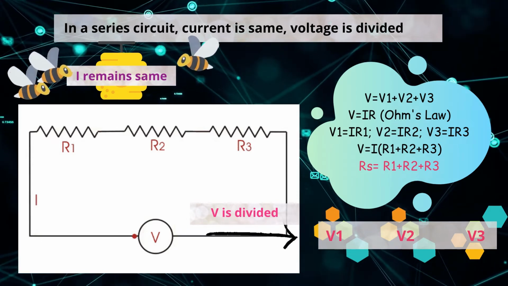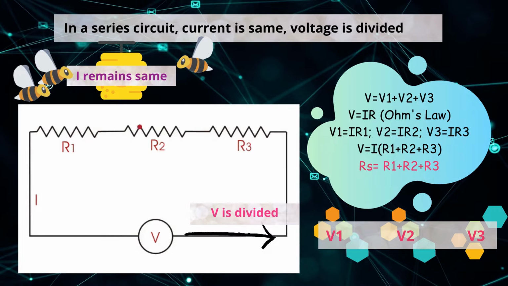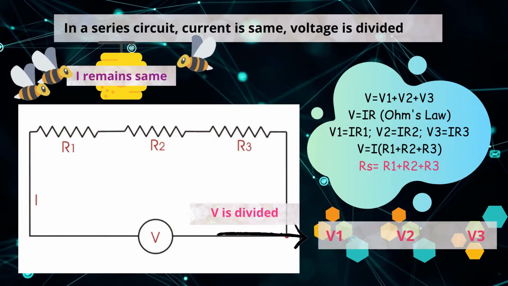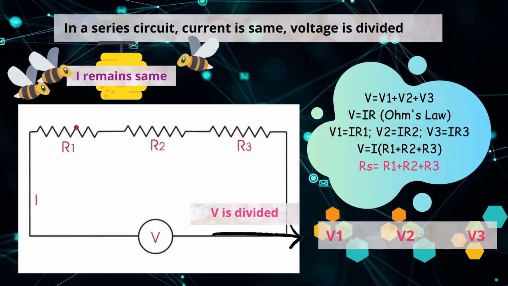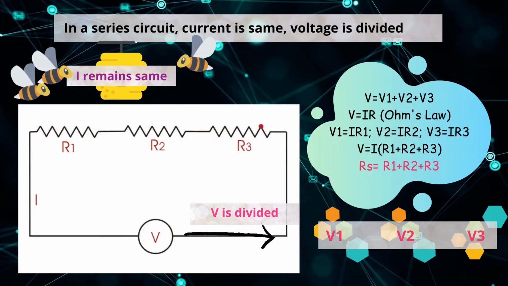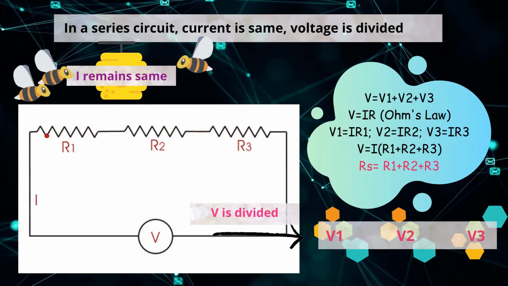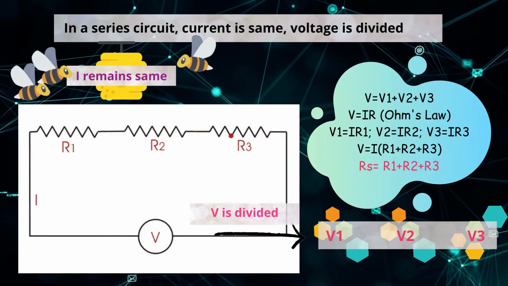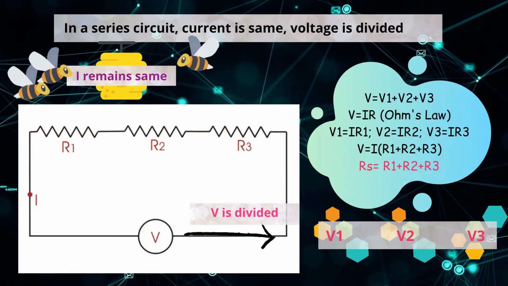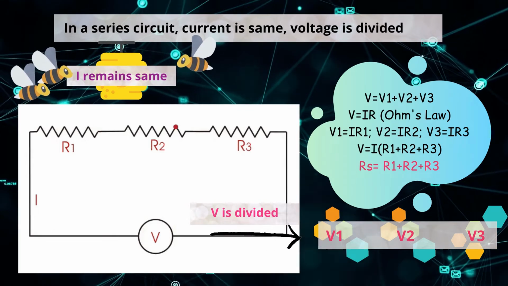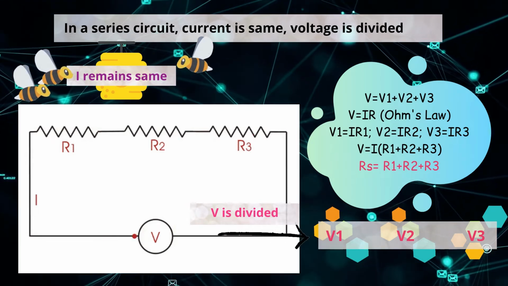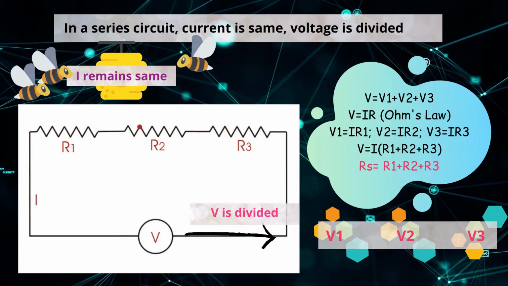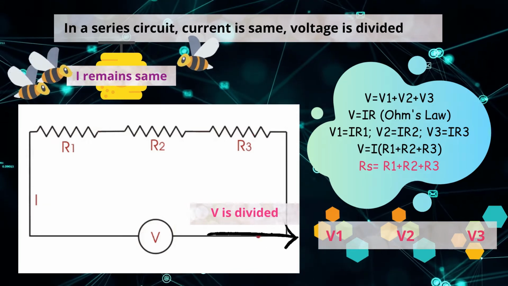Using Ohm's law, that is V equals IR, we find the voltage drops are V1 equals IR1, V2 equals IR2 and V3 equals IR3. On further simplification, we get the equivalent series resistance equal to the sum of the individual resistances. That is, R series equals R1 plus R2 plus R3. So this is how a basic series circuit works.